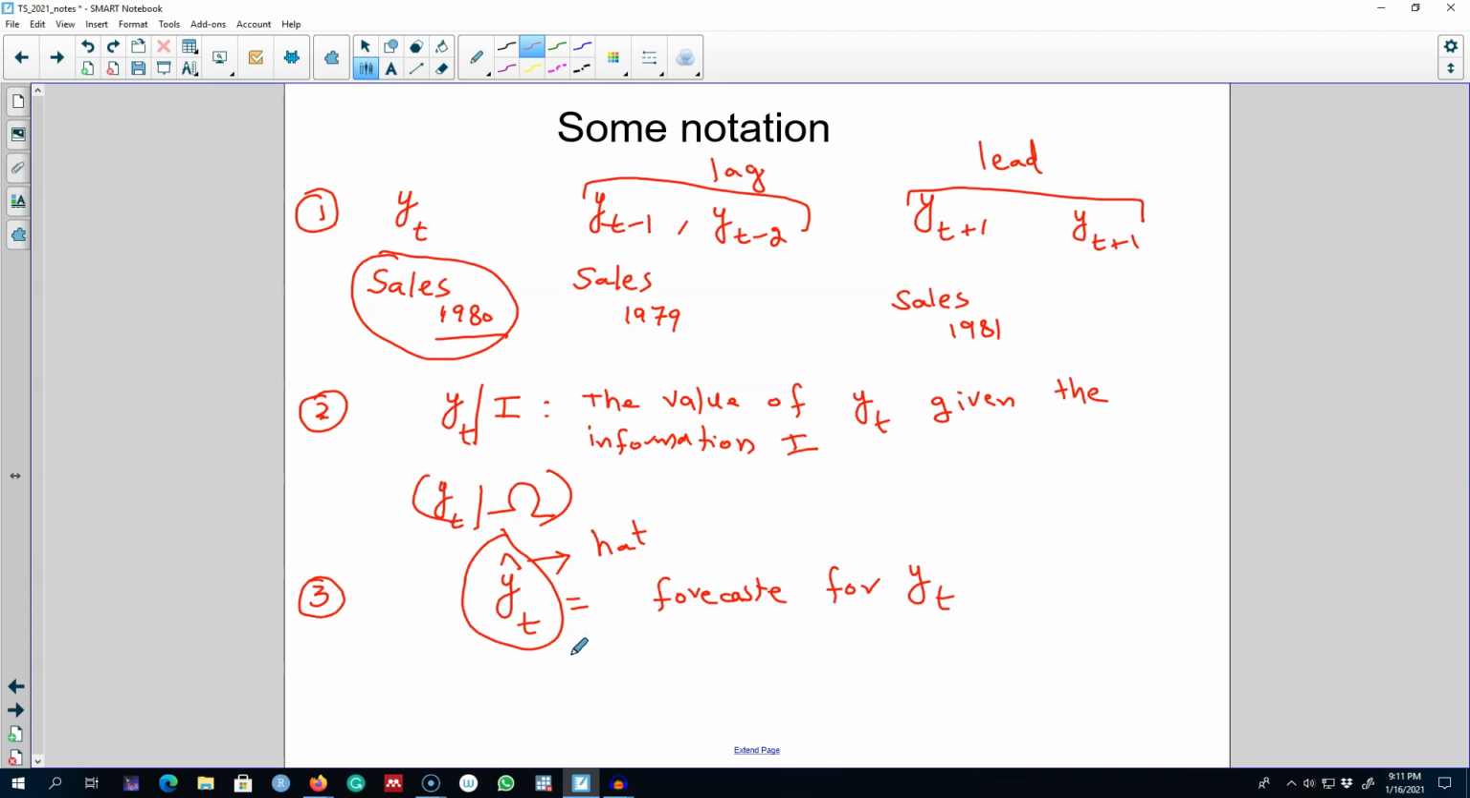So these are the three important notations, especially at the beginning of the class, and I'll define more notations as we move through the course.